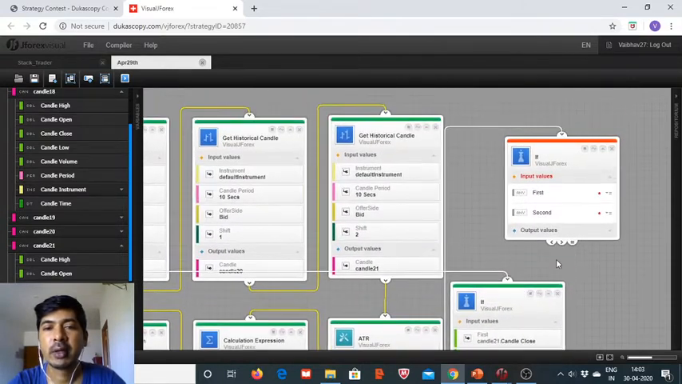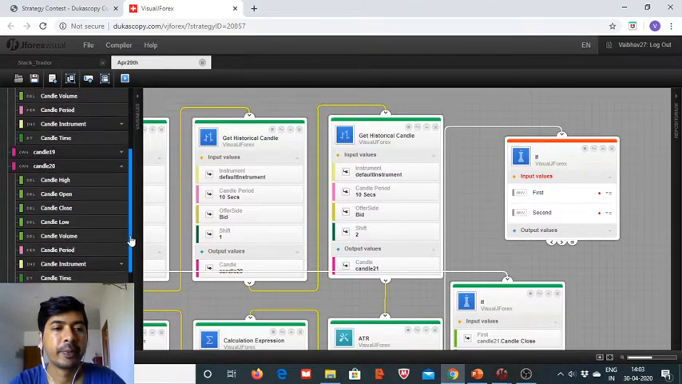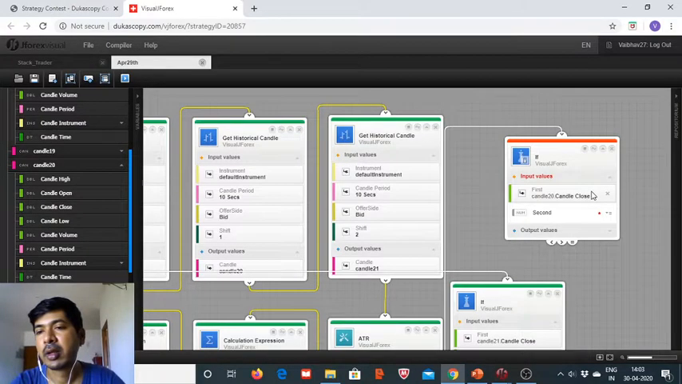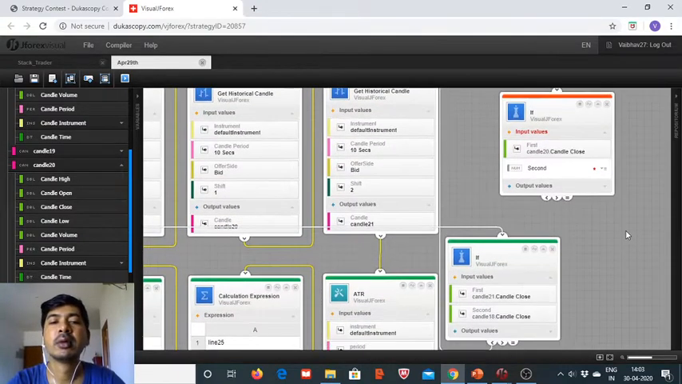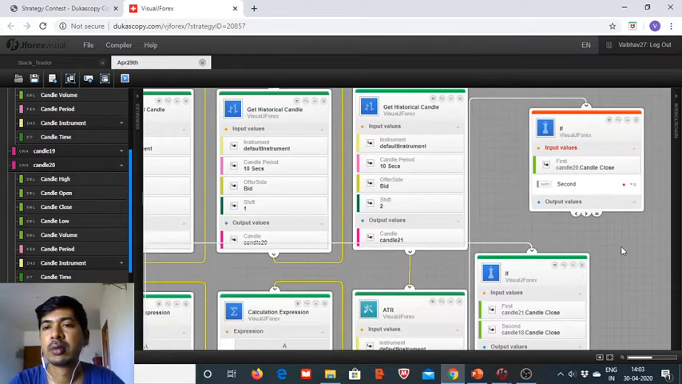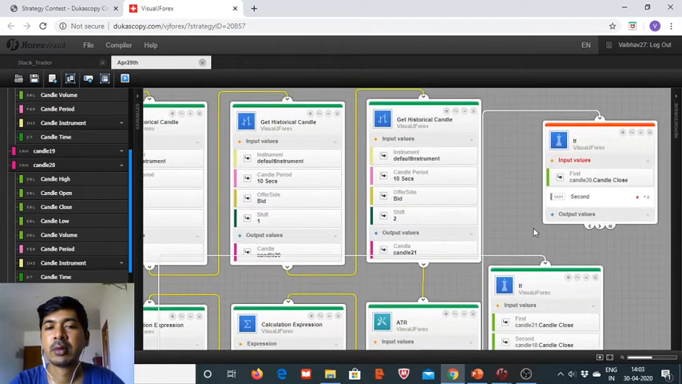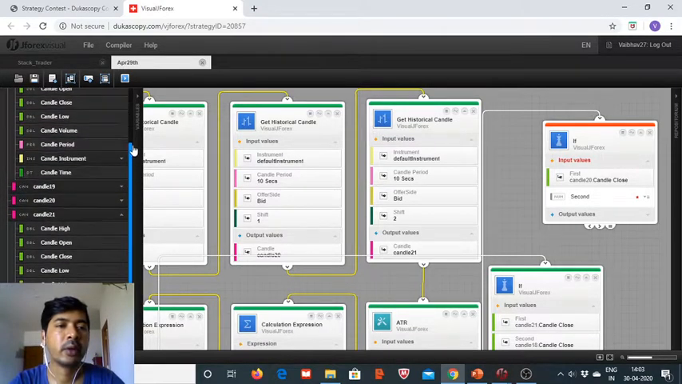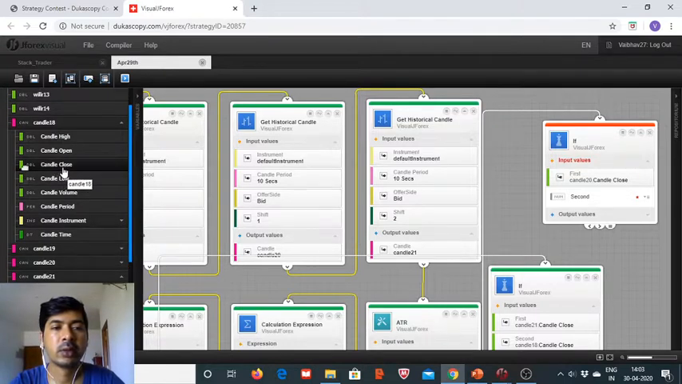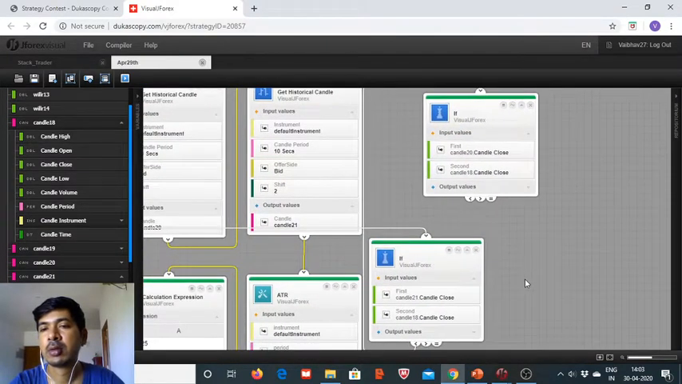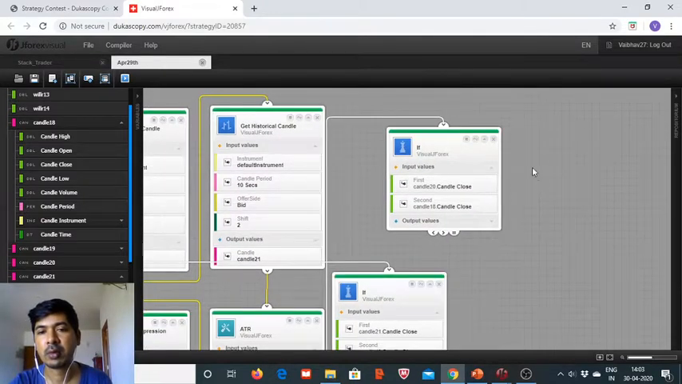Candle 21's closing level needs to be compared. So we take the candle 20 closing level, candle 20 is close, and candle 20 is close will be compared to the candle 18 close. So here we have defined this.